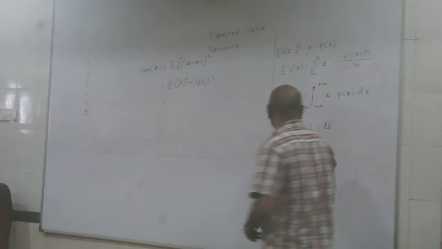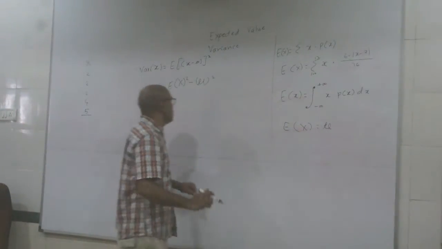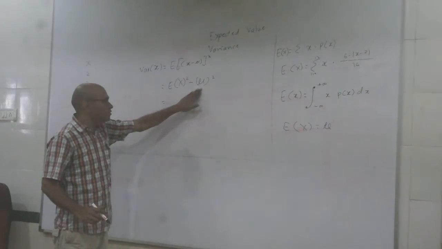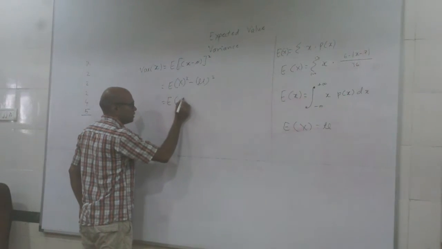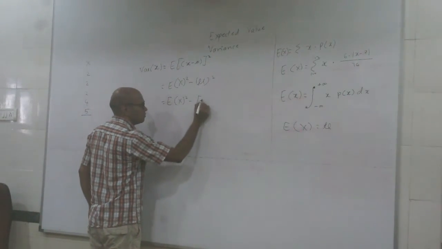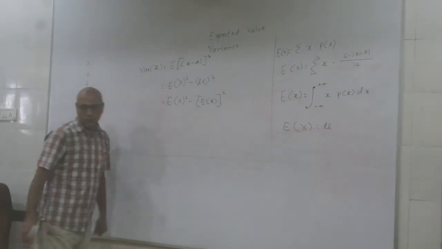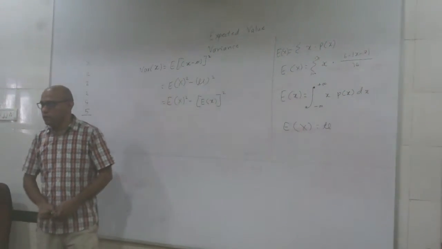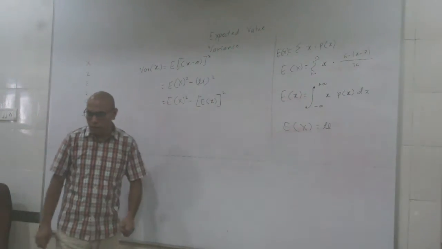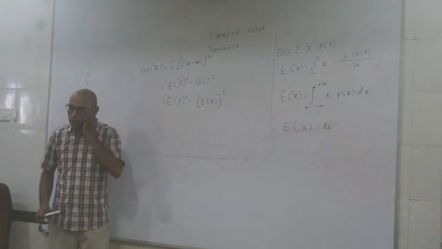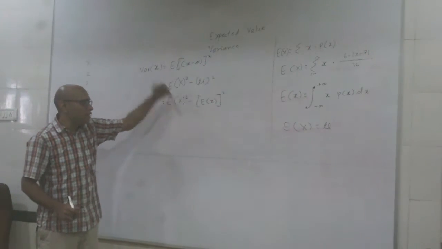So what we know is expectation of x is equal to mu, right? So mu square is the square of the expectation of x. So the variance is expectation of x square minus expectation of x the whole square. This is what we would subtract, and this is what our formula is. Now we can take simple examples from what we have done some time back.